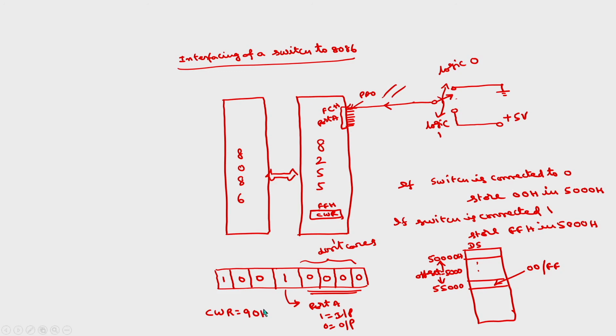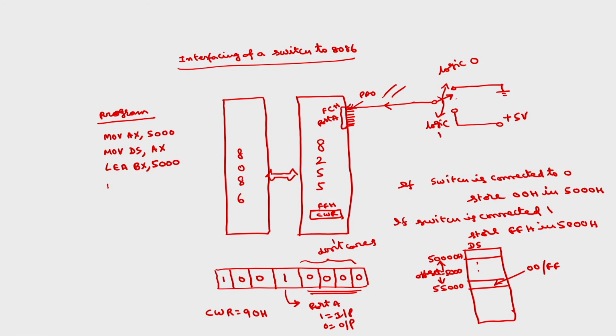Initially you have to load this 90H onto the control register. If I read the program, the first 2 instructions are: MOV AX, 5000 (the starting of the code segment), then MOV DS, AX, and the offset is 5000 that you can point to. You can take LEA BX, or SI also, say BX 5000, because the offset is also 5000.